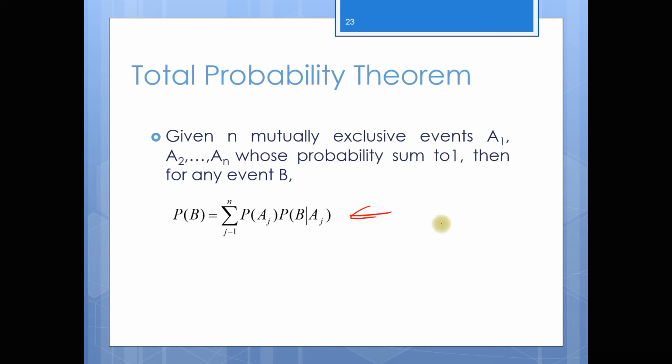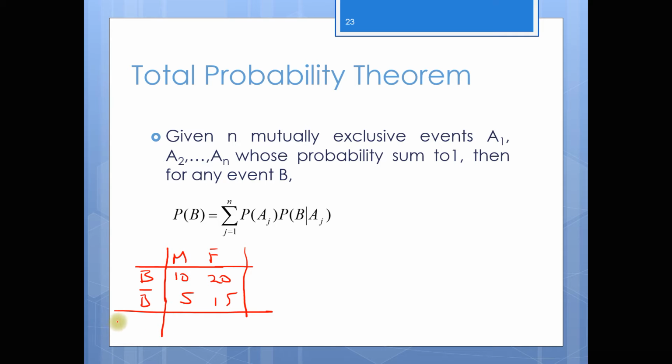Maybe what I will do is take the same example that we took last time, and then we can discuss this. So let me just create a new slide, or let me just write it down there. We took the example of male, female, B and not B. And I recall having used 10, 20, 5, and 15. This was our data.